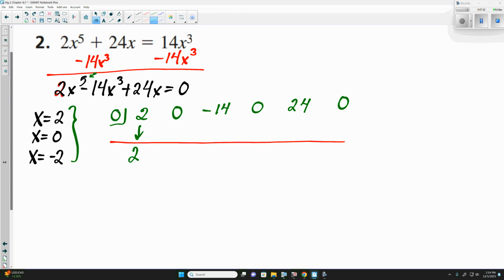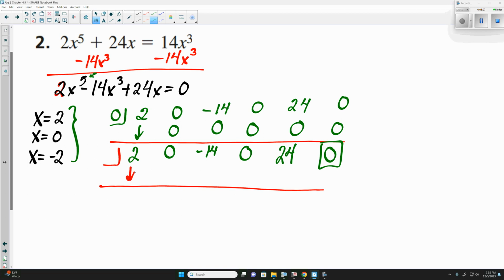0. So let's do synthetic division with 0. Well, 0 times 2 is 0, plus 0 is 0. 0 times 0 is 0, -14 plus 0 is -14. 0 times -14 is 0, plus 0, 0. 0 times 0 is 0, 24 plus 0 is 24. 0 times 24 is 0, and 0 plus 0 is 0. So it does work out, because if we have a remainder of 0, it means it's a solution. It means it works for our equation.